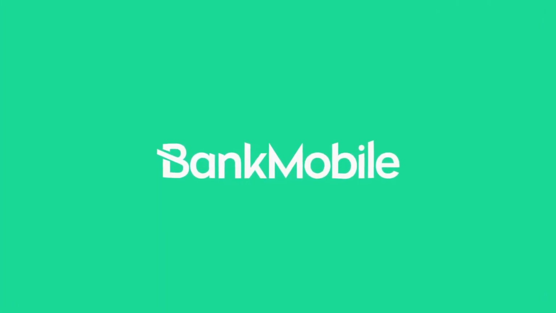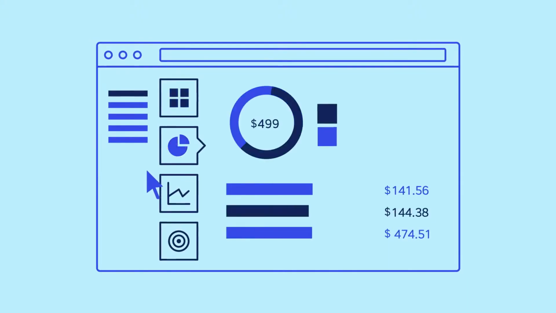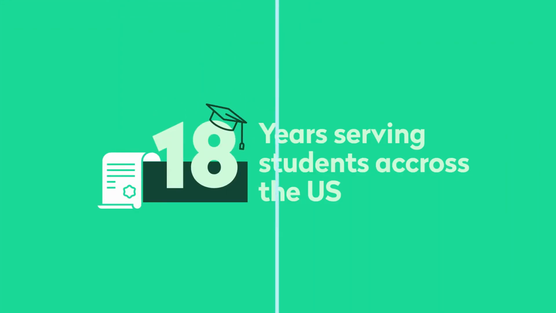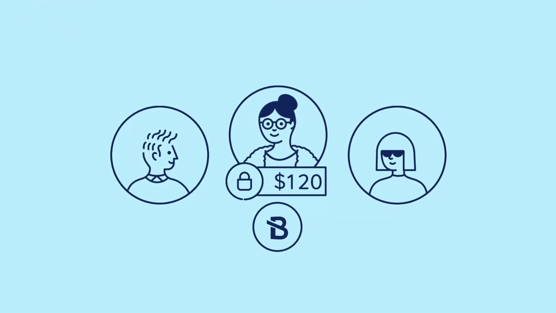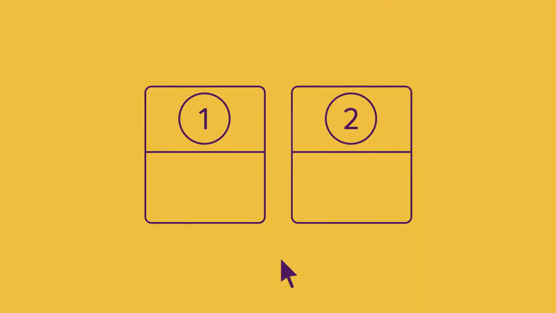What is Bank Mobile? Bank Mobile is a digital-only banking platform that has been helping students with their financial aid refunds and other banking needs for over 18 years. In fact, 1 in every 3 students in the U.S. get their money through Bank Mobile's highly secure service. You will have 2 electronic options to receive your money from your school.